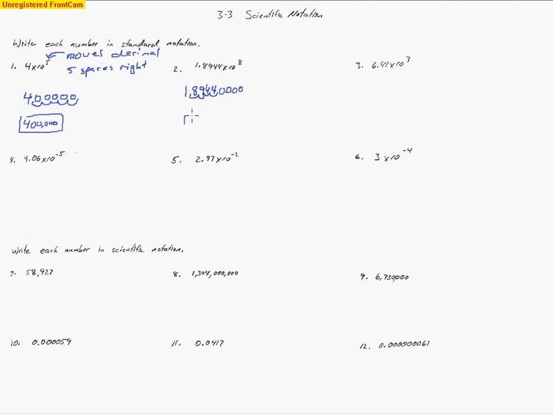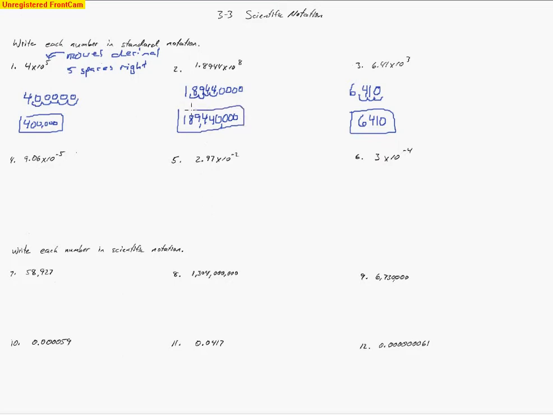So I've got 1, 8, 9, 4, 4, and then I've got those extra 4 zeros I had to add on to make it go 8 spaces altogether. So 189,440,000. So on this one, it only moves it 3 spaces. So I've got 6.41, but when I move the decimal just 2 spaces to get to the end of the number, I only have 1 more space to go. So when I add that extra space, it means I have to add that 0. So 6,410 is that answer.